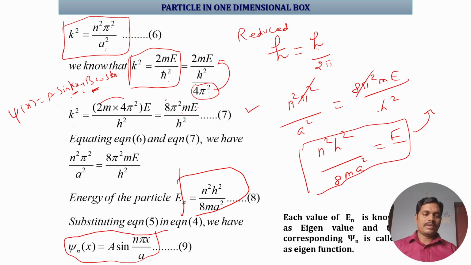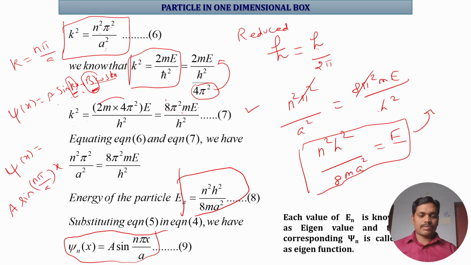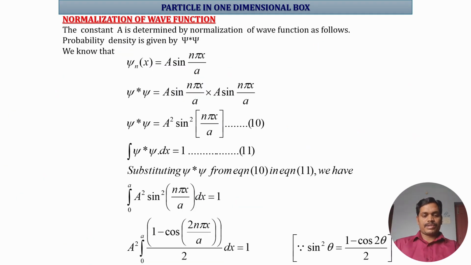I hope you can understand. In the solution for the second order differential equation, one arbitrary constant b is 0. Instead of k, equation 5 is n pi by a, so that you have psi of x is equal to a sin, and instead of k you substitute n pi by a into x. That's why we are obtaining psi of x is equal to a sin n pi x by a. So this is the wave equation.